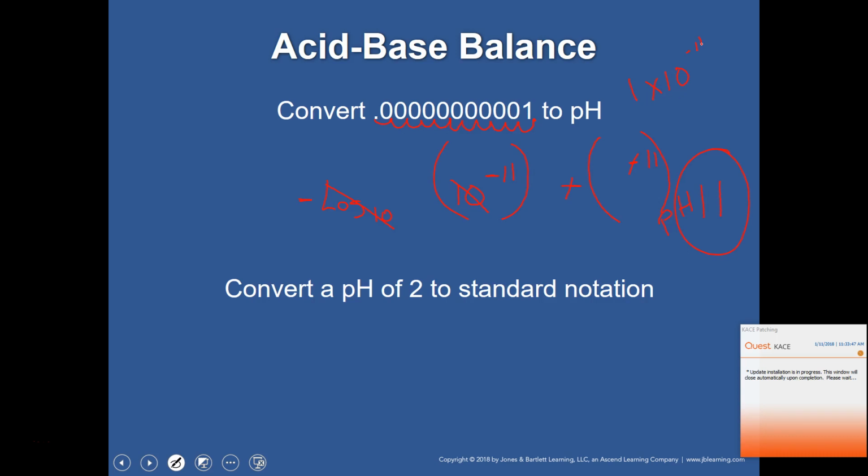Okay? All right. So if we have a pH of 2, now we want to convert the pH of 2 into standard notation. Okay? Now we need to do this backwards. We know that if we have a pH of 2, we have 1 times 10 to the negative 2, right? So if we got a pH of 2, we know it's this. Pretty easy to convert that to standard notation.